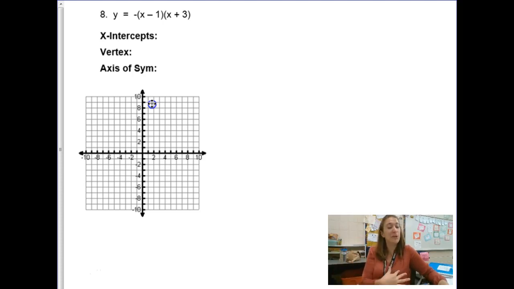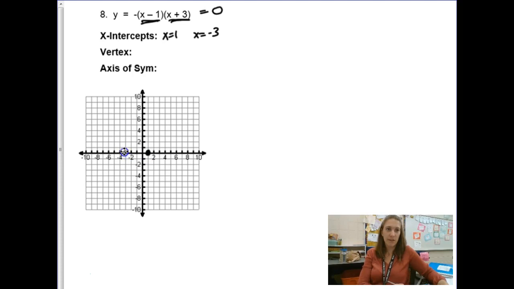Vertex form was pretty awesome, and intercept form isn't too bad either. Let's do one more intercept form just to get our feet under us here. Our 2 x-intercepts are where you take your factors and solve them. So this one would produce x equals 1. This negative a in front, don't worry about that for now. It's going to come into play in a minute. And then x equals negative 3 is your other x-intercept.